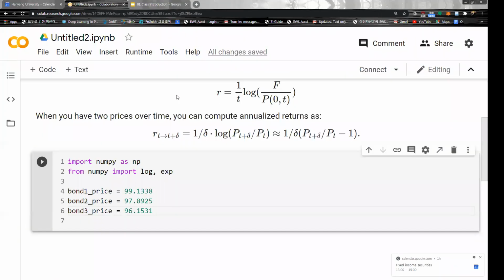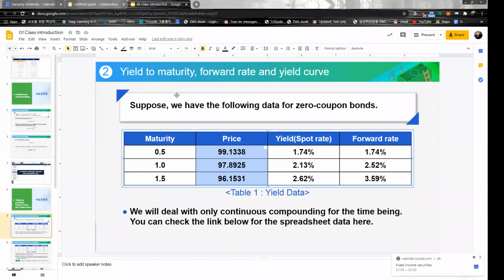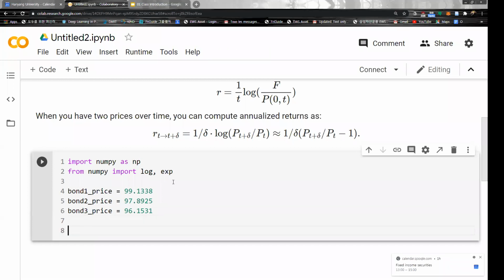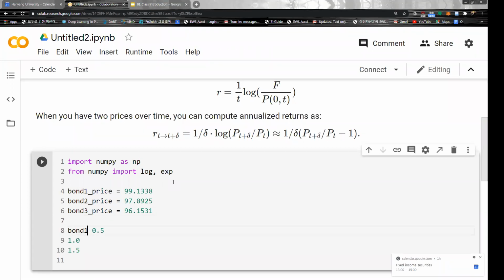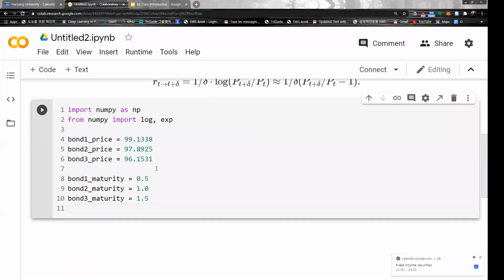Okay, that's good. And then we need the face value and the maturity. First, maturity. So bond 1 maturity equals this one, and bond 2 maturity is this one. Bond 3 maturity is this one. And then face value.